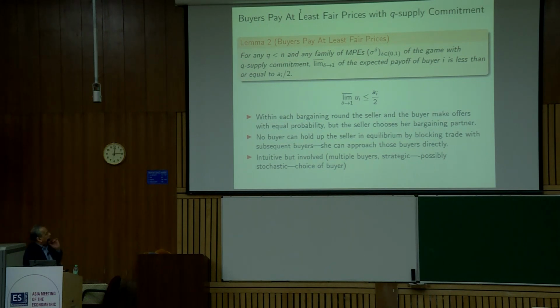So this is the result you would expect, and it is indeed true that a buyer's payoff in the limit has to be less than the equal split. It's an intuitive result. It turns out to be a little bit complicated to pin down because there are multiple buyers. The choice of buyers is strategic and possibly stochastic, but the result is true.